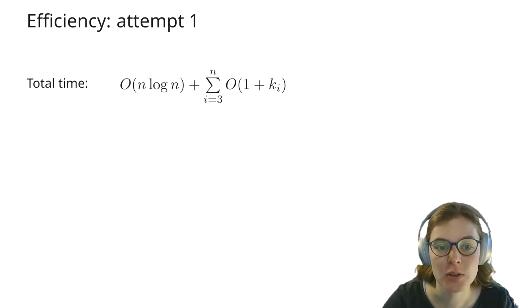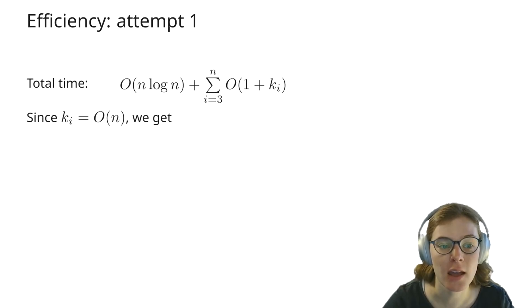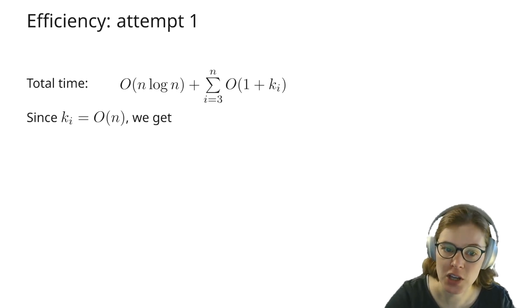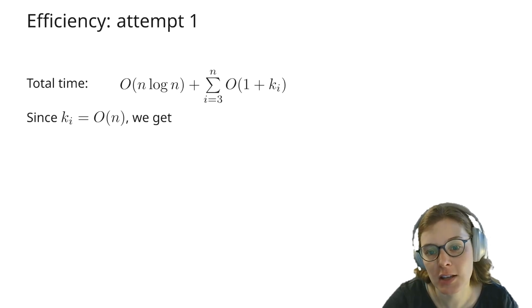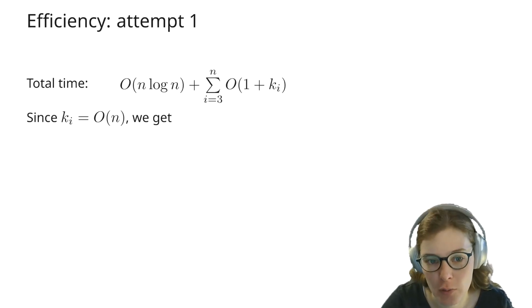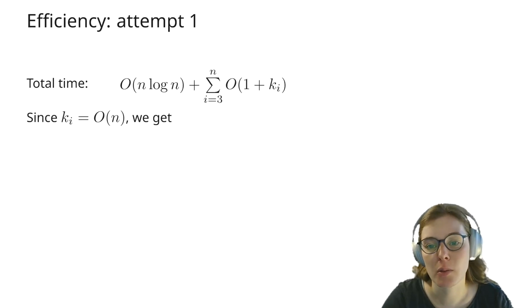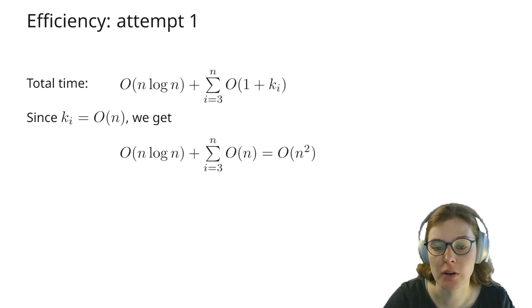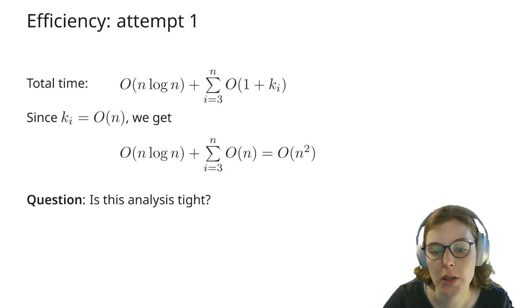So now we want to argue what values ki may take and obtain the final expression for the running time. As a first attempt, we can simply say that ki will be bounded by n from above, so ki may be at most a linear function. That is because ki is the number of points that gets removed from the chain, and there cannot be more than n points removed from the chain, right? So then if we bound each ki by a linear function, we get the total running time big O of n squared. The question now is, is this analysis tight?